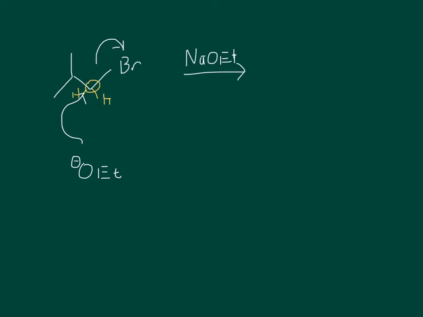So then we would expect to draw our product. We had the ethoxide coming to take its place. And I'll go ahead and write the bromine here, which left as a leaving group, and it's relatively stable. And being a larger atom that is electronegative, it can stabilize the negative charge.